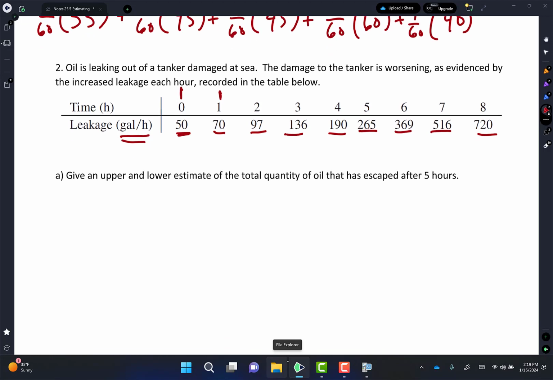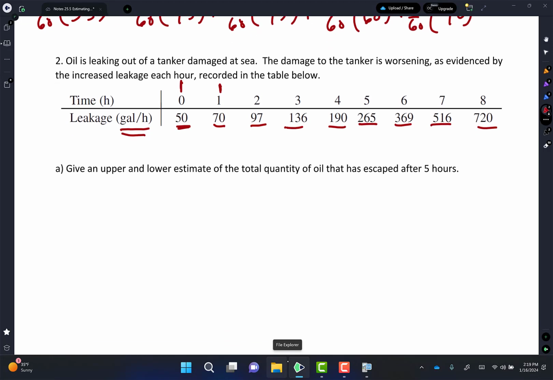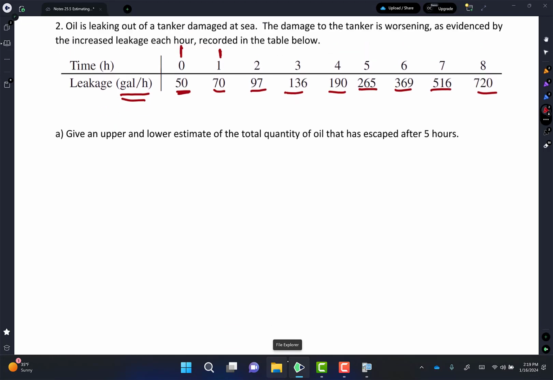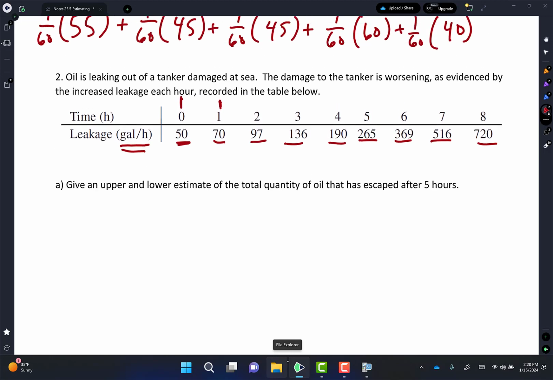Give an upper and lower estimate of the total quantity of oil that has escaped after 5 hours. Okay, you guys ready? So after 5 hours, we're only going up to here. Do they want after 5 hours?